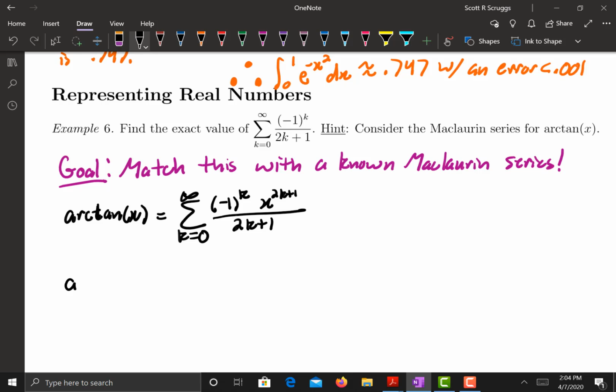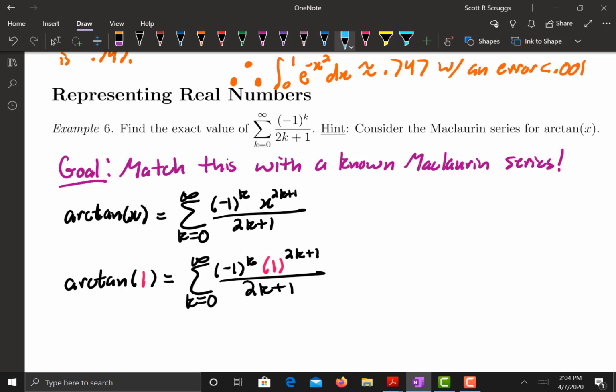Now watch what happens when I plug in 1 into arctan. Now I said these are equal, which means no matter what value for x I plug in, they better be equal. So if I plug in 1 for arctan, that means I'll plug in 1 within my power series. And 1 raised to any power is just itself, and that gives us back the series that we want to find the exact value for.